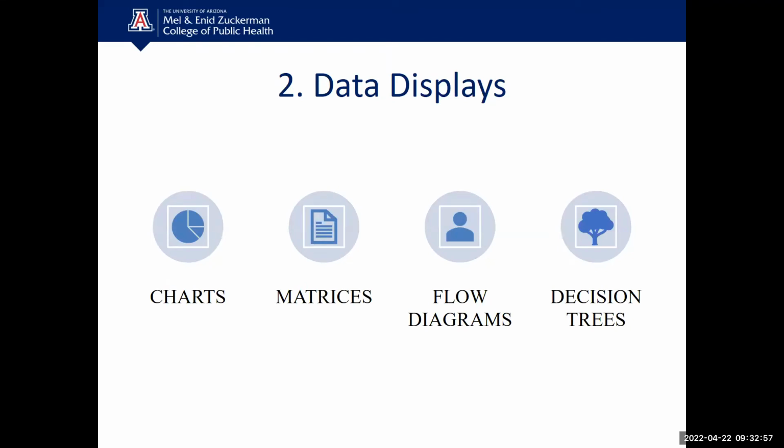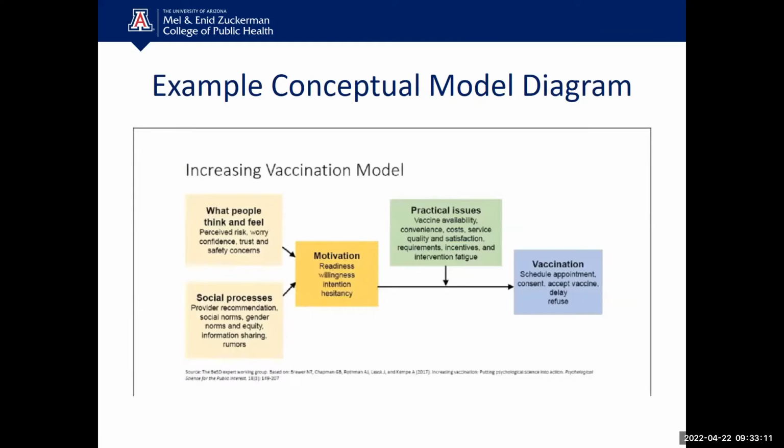So moving on to data displays, you can use charts, matrices, flow diagrams, decision trees, and these can be useful at different stages. So one stage would be when you're trying to conceptualize your research. A doctoral student in the college is doing research on vaccination attitudes, and she has been using the increasing vaccination model developed by the World Health Organization, but you can adapt this idea to your own research. And in this case, it's just representing your research questions or your data in a visual way to summarize it and simplify it. So this is just one example.